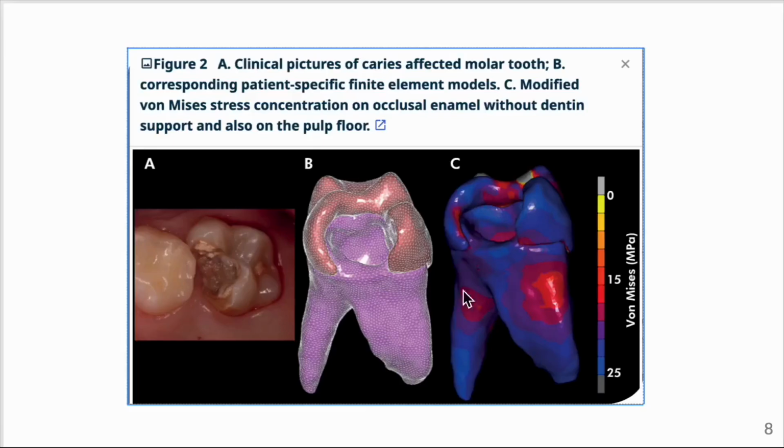C, modified von Mises stress concentration on occlusal enamel without dental support, and also on the pulp floor, the stress level with the red colors on these areas.